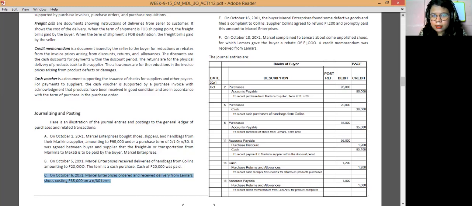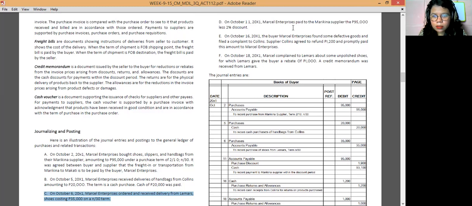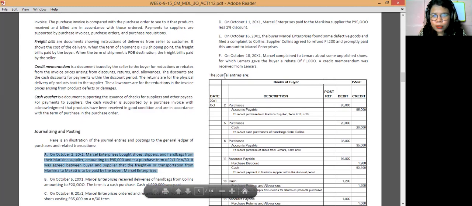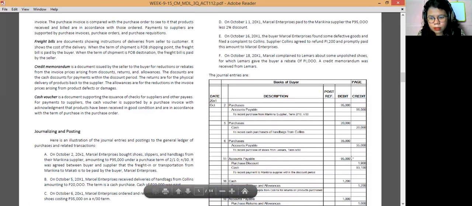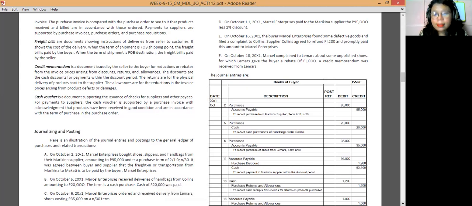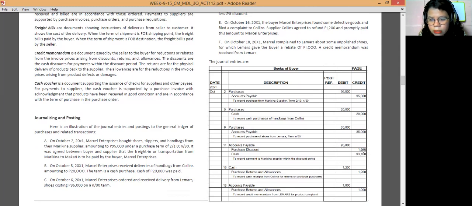So next is letter D. On October 11, 20X1, Marcel Enterprises paid to the Marikina supplier the 95,000 less 2% discount. So, ito yun, si A. Di ba, noong October 2. So, binayaran po ni Marcel Enterprise within 10 days. Okay? So, accounts payable, 95,000. Then, purchase discount. So, saan na-compute yung purchase discount? So, kuhanin nyo yung 2% ng 95,000. So, equivalent yun is 1,900. Then, cash. Siyempre, nababawasan ng ating cash. So, 93,100. So, to record payments to Marikina supplier within the discount period. Okay? So, na-avail po natin yung 2/10, which is 2% discount within 10 days. So, yan po, pag tinotal nyo tong under credit na to, worth 95,000.